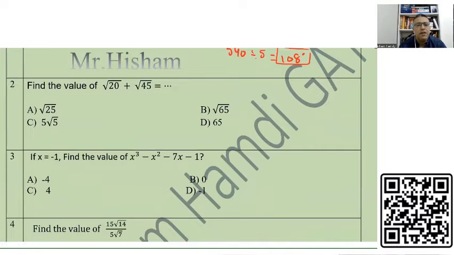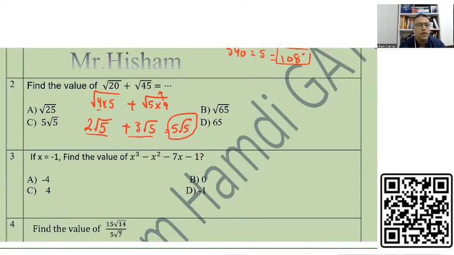Number 2, find the value of root 20 plus root 45. First, I need to write root 20 as root of 4 times 5 and root of 45 as root of 9 times 5. Mr. Hisham, why did you choose root 20 as 4 times 5 and not as 2 times 10? Because root of 4 is equal to 2, so I can simplify it as 2 root 5. And 9 outside the root is 3, so 3 root 5. So 2 root 5 plus 3 root 5 is equal to 5 root 5. So the right answer is C.